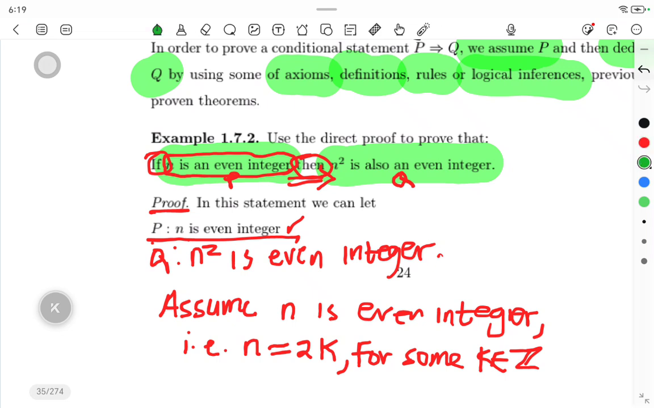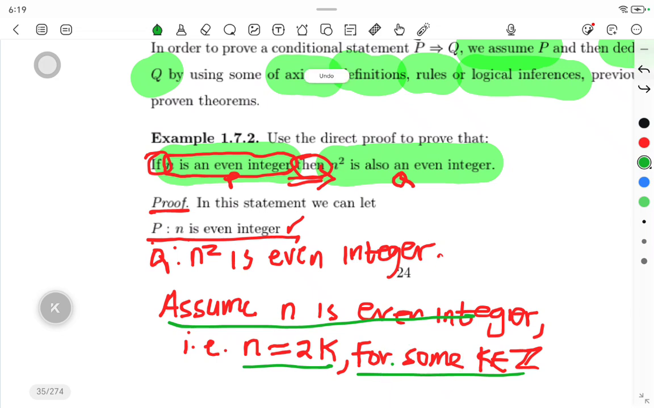First, I say that n is an even integer. What do I mean when I say that n is an even integer? I mean that n is equal to 2k. Then I introduced k. What is k? I said for some k element of an integer. This word "for some" is very important.